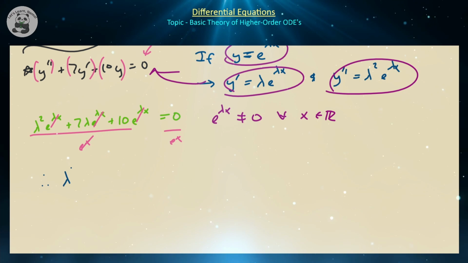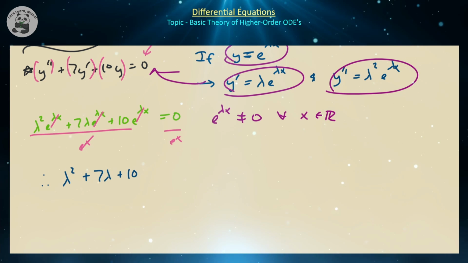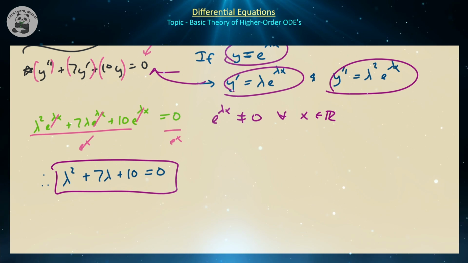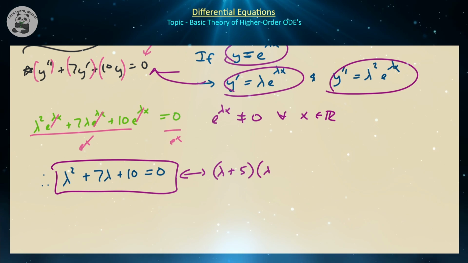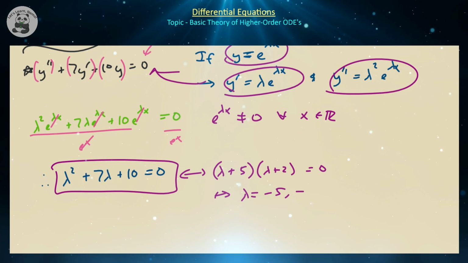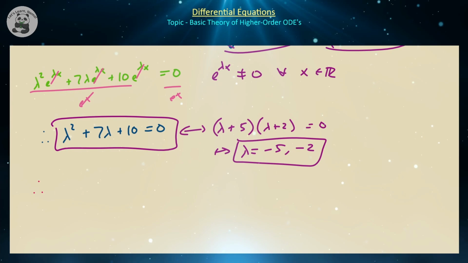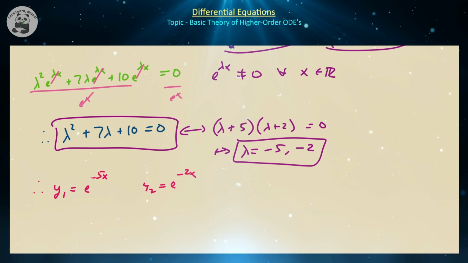So what we have here is lambda squared plus 7 lambda plus 10 is equal to 0, which is just a quadratic equation in terms of lambda, which we should be able to solve. Because we're like, okay, what two numbers multiply together to give us 10 and add together to give us 7? That's just going to be (lambda plus 5)(lambda plus 2) is equal to 0, giving us two values of lambda, in particular minus 5 and minus 2. So that's cool. That means that our solutions, for example, y1 would be equal to e^(-5x), and y2 would be e^(-2x).